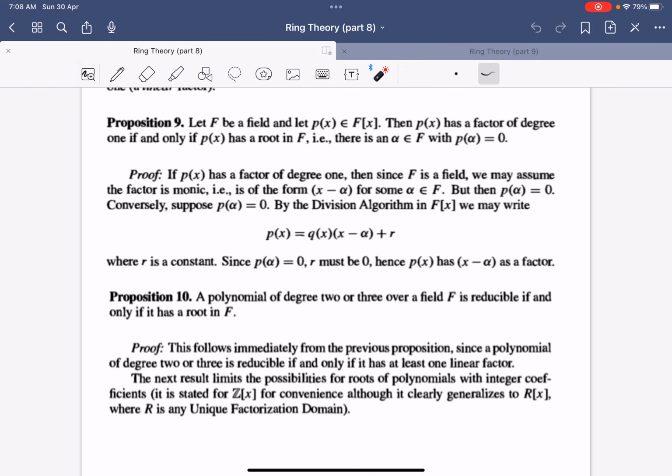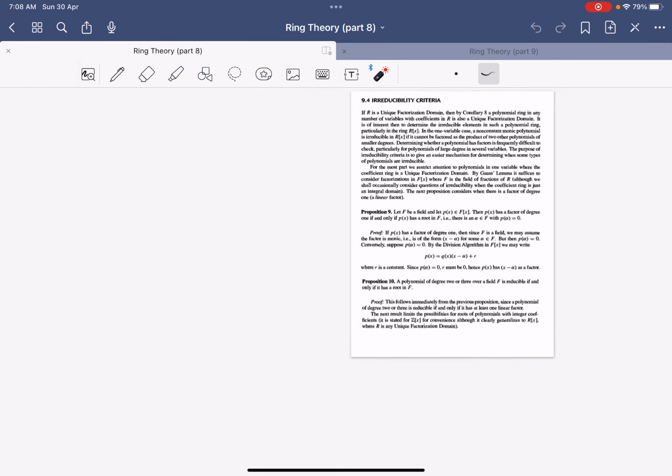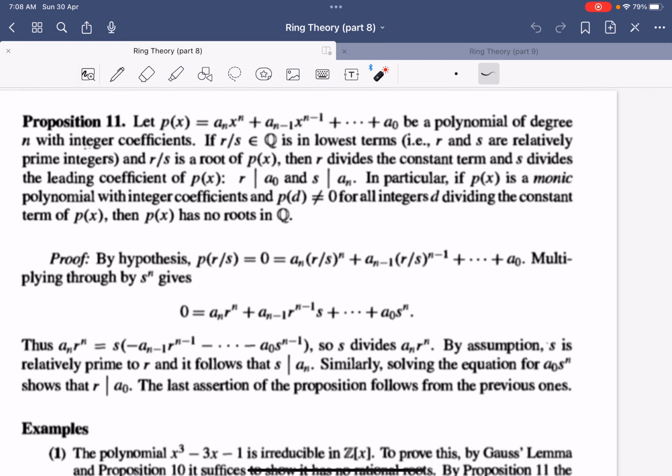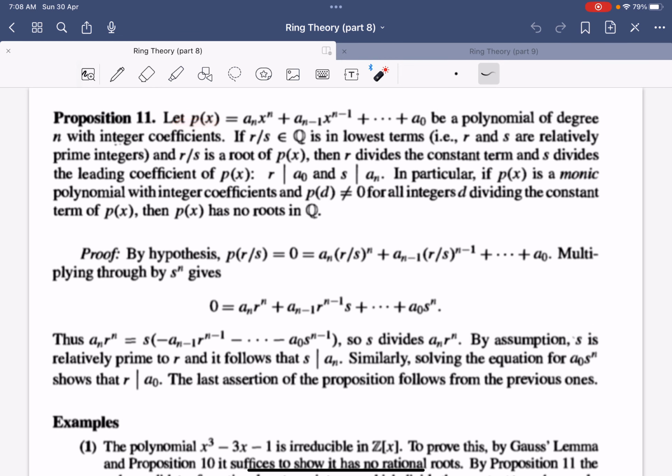So now we'll look into the case where we have integer coefficients. We let p(x) be a polynomial of degree n with integer coefficients. If r divided by s, an element of Q, is in its lowest terms, meaning they are relatively prime, and r divided by s is a root of p(x), then r divides the constant term and s divides the leading coefficient of p(x). That is to say, r divides a_0 and s divides a_n.